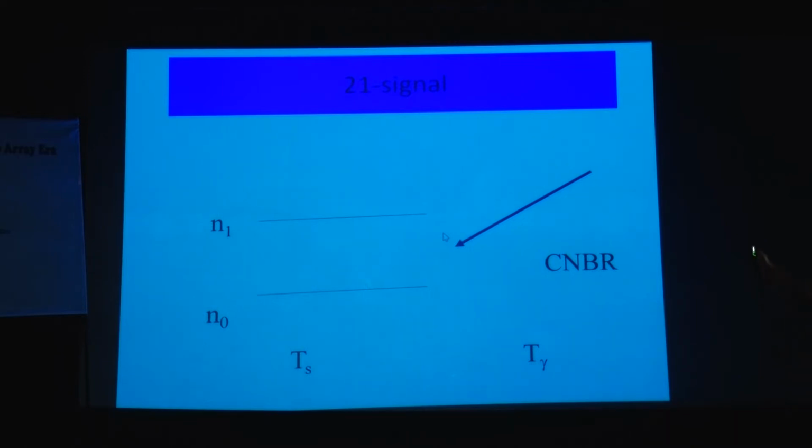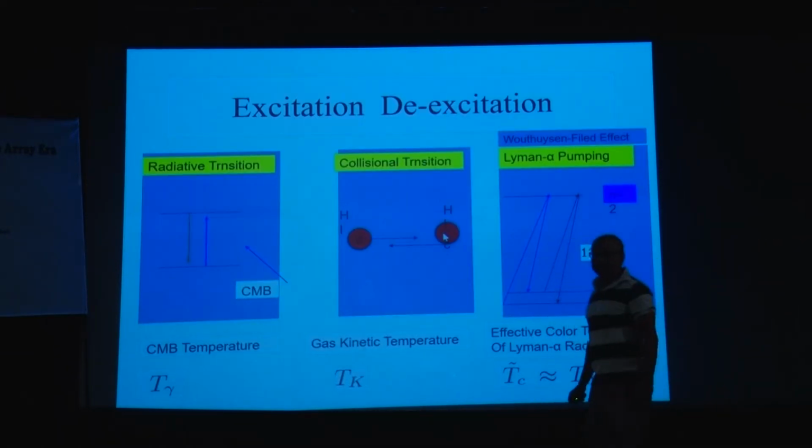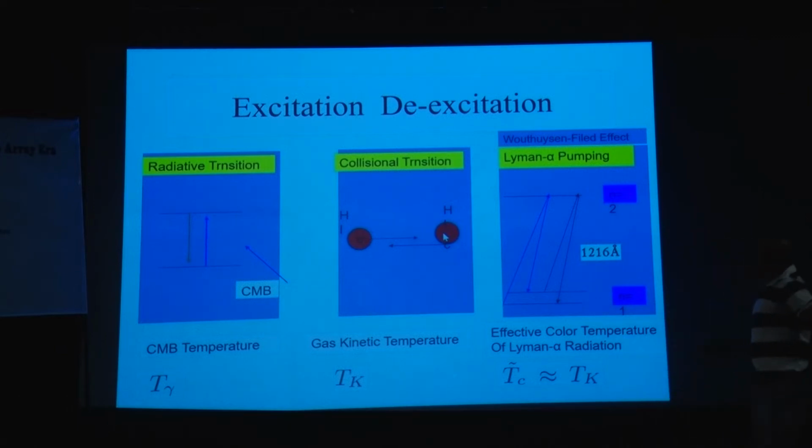So, the CMBR photons are coming to us through this hydrogen, and what happens in between depends on these two things, the CMB temperature and the spin temperature. The spin temperature essentially quantifies the ratio of these two, the number of particles in the excited state and the number of particles in the ground state. And what decides the spin temperature? There are three processes which decide the spin temperature.